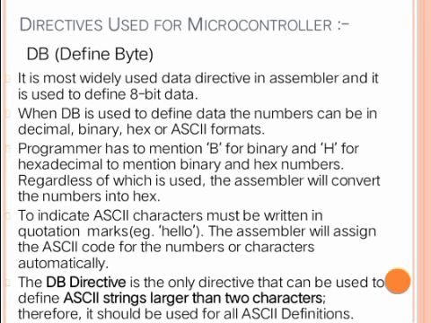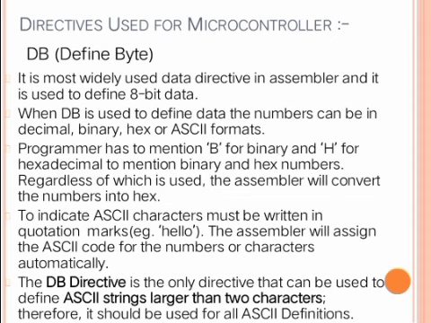And regardless of which is used, the assembler will convert the numbers into hex. If we mention binary or decimal numbers instead of hexadecimal numbers, then the assembler will automatically convert those numbers into the hexadecimal format. ASCII characters must be written in quotation marks, that is, single quote or double quote can be used. Here the example given is hello, which is written in single quotes. The assembler will assign the ASCII code for the number or characters automatically. The DB directive is the only directive that can be used to define ASCII strings larger than 2 characters. So this is the advantage of the DB directive. Therefore, it should be used for all ASCII definitions.